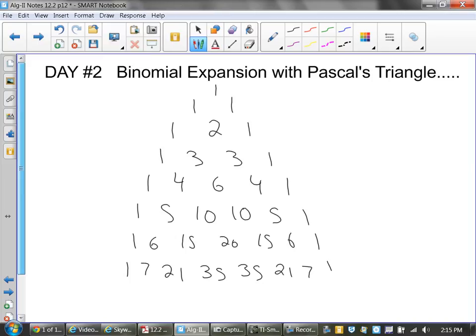For each term that's directly below, it's the sum of the two digits above it. And we're talking about the ones that are direct.